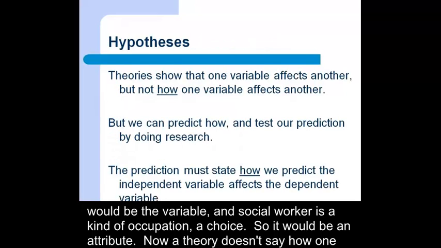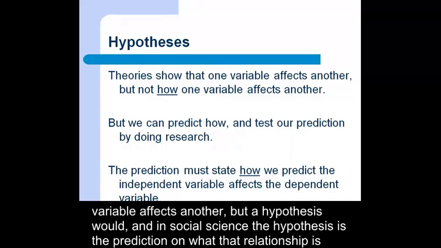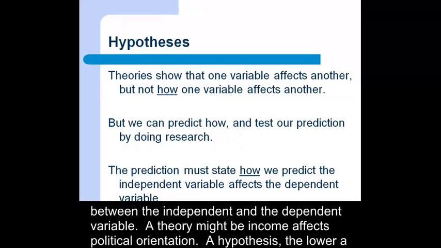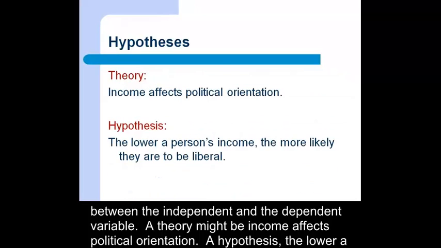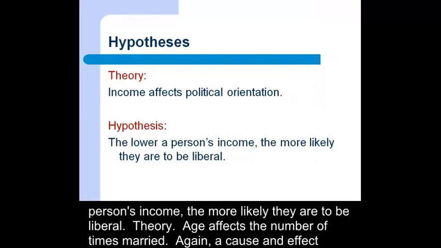Now, a theory doesn't say how one variable affects another, but a hypothesis would. And in social science, the hypothesis is the prediction on what that relationship is between the independent and the dependent variable. A theory might be income affects political orientation. A hypothesis, the lower a person's income, the more likely they are to be liberal.